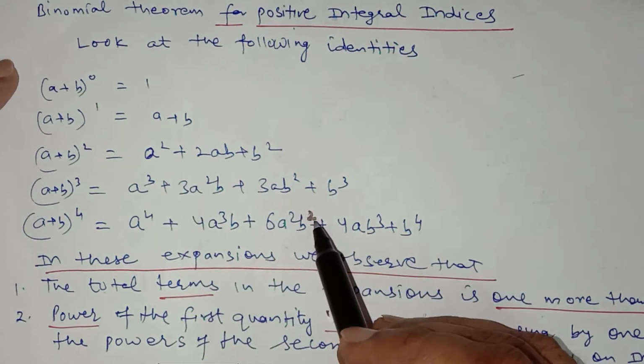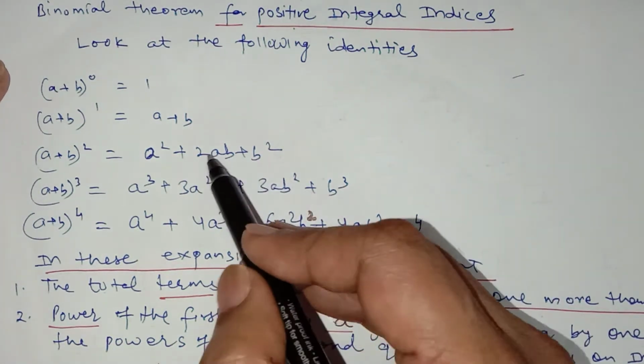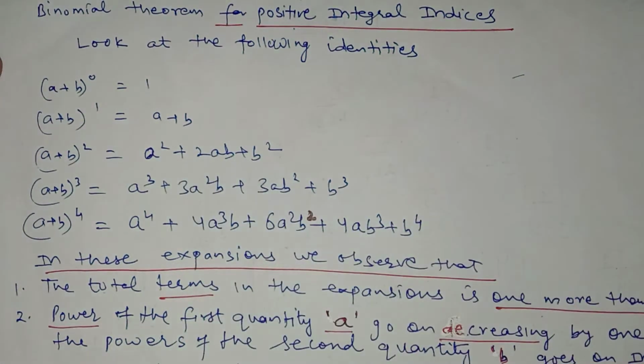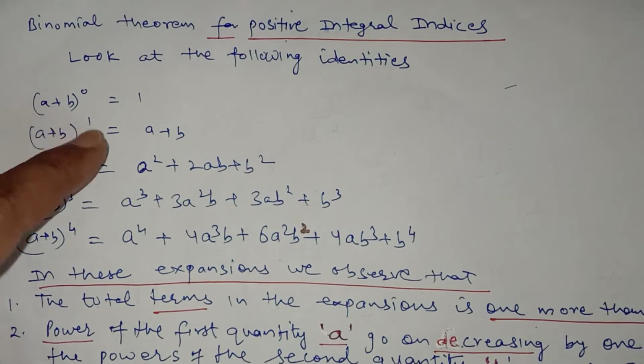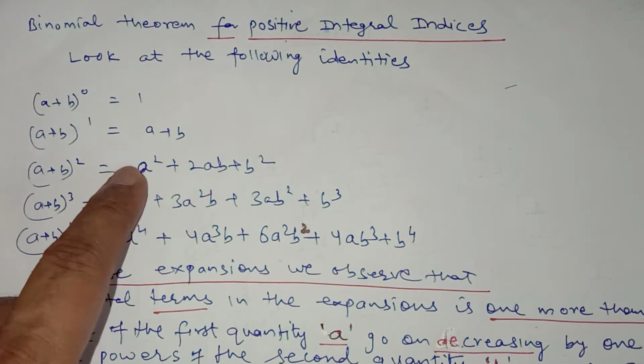Now these are the powers of the terms in the right hand side. Now we'll calculate how the coefficient of each term is obtained here. The coefficient here is 1. The coefficients in the right hand side here are 1 and 1. The coefficients here in the right hand side are 1, 2, 1.